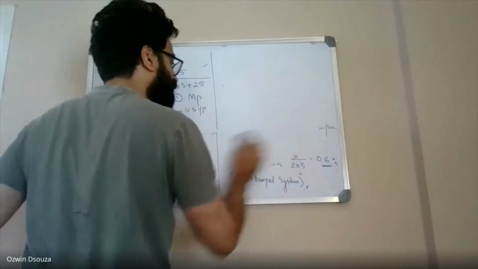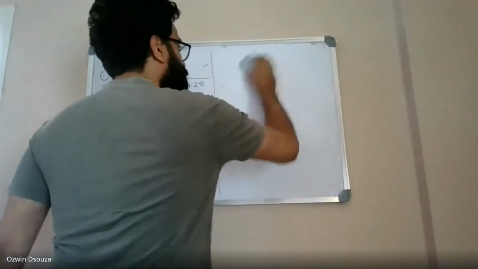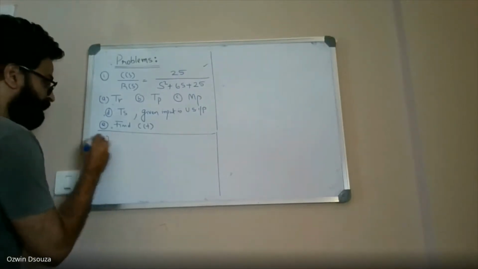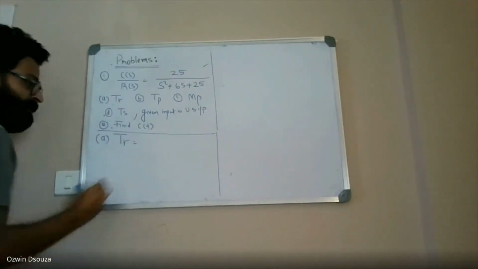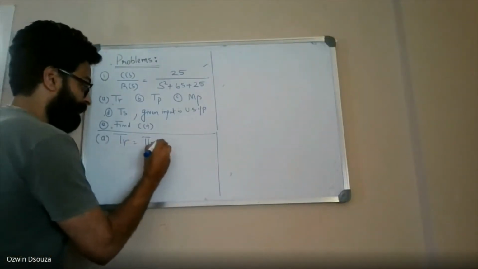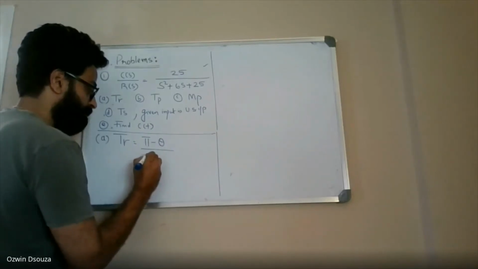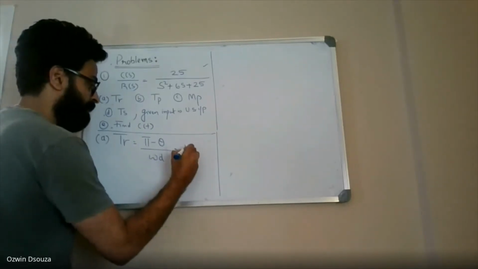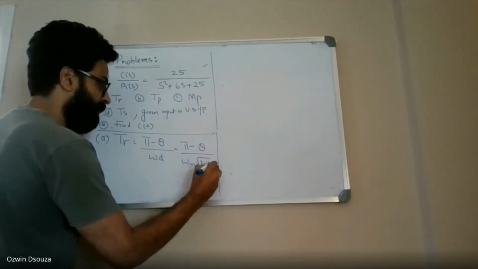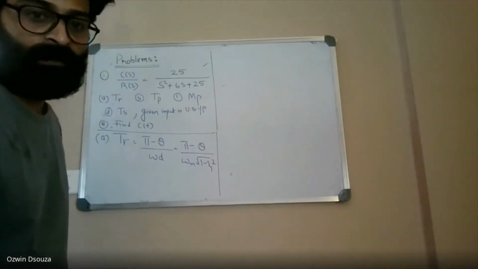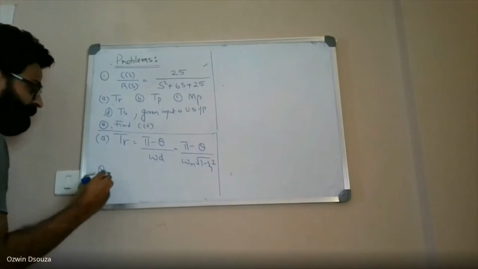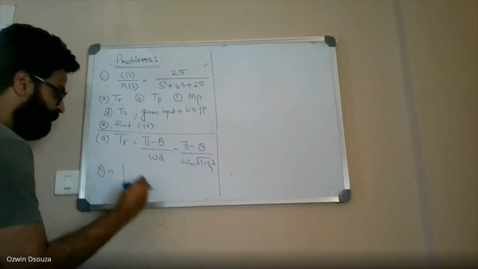Now you can go ahead with the calculation of time response specifications. The first being rise time. So rise time is derived as pi minus theta divided by omega d, where omega d is omega n into under root 1 minus zeta square. So what is theta then? Theta can be found from the damping triangle.